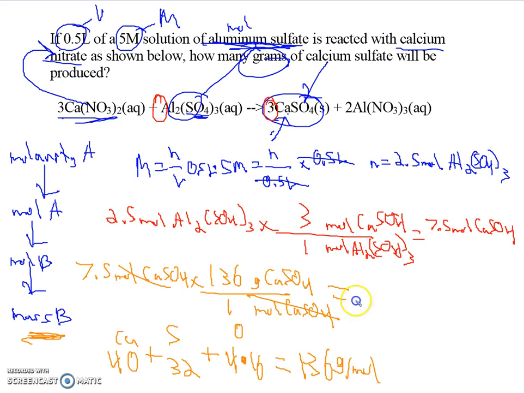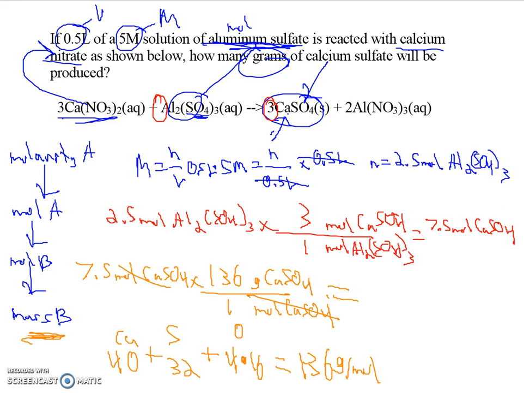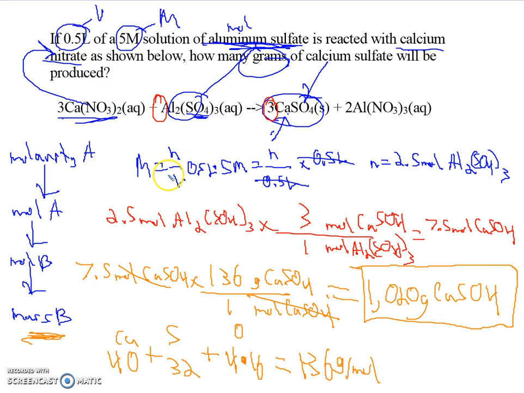Mole cancels out. So we get 7.5 times 136 gives us 1,020. Whew, that's a lot. All right, so basically a kilogram of calcium sulfate would be produced just from half a liter of 5 molar solution. Wow, that's some heavy stuff, man.